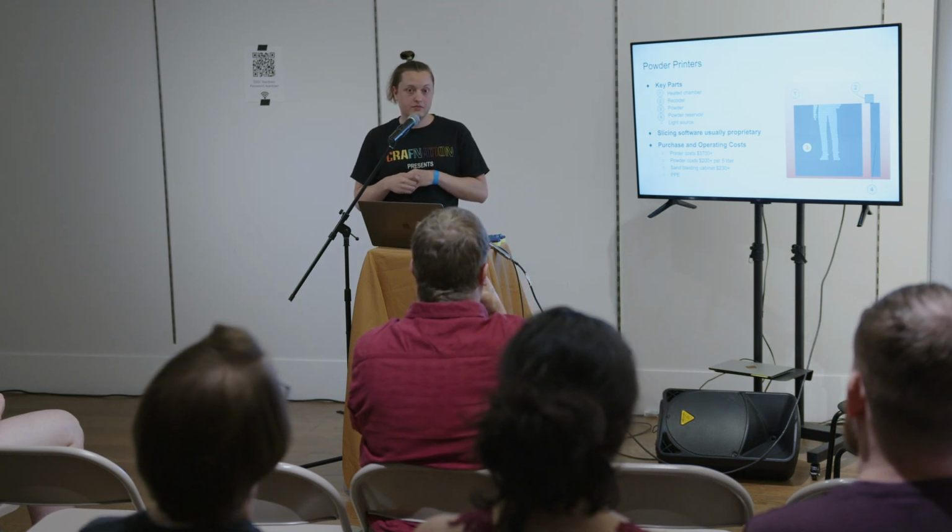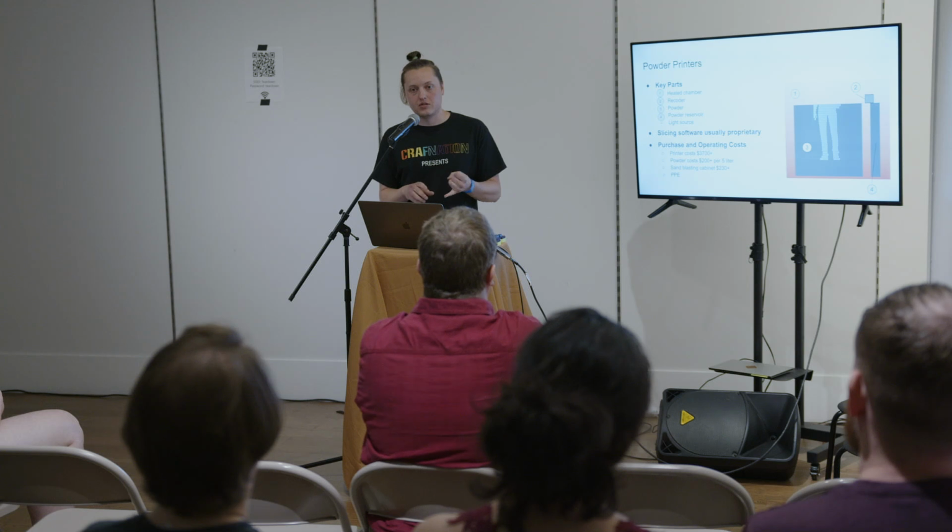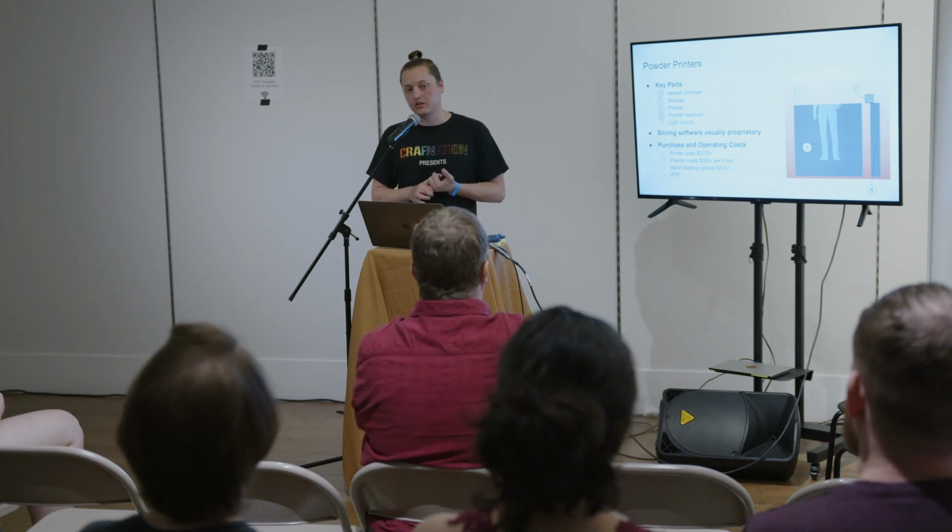Powder's still a polymer. Yeah, it can be kind of anything that melts together. A lot of times it's nylon. You can have things like aluminum. You can even do things like titanium if you have a fancy enough printer. So this is usually how you get a metal print.